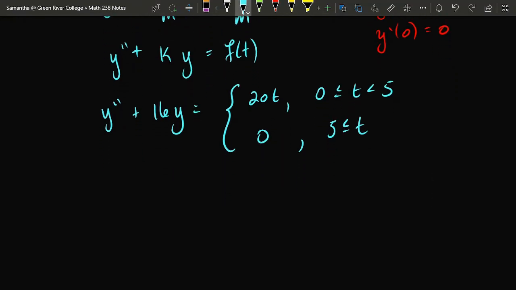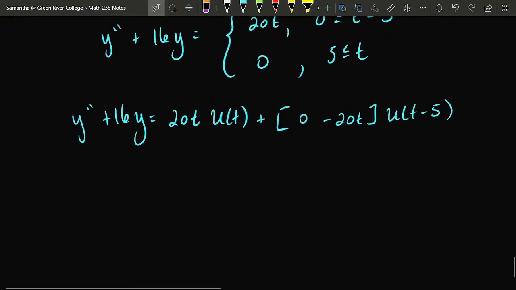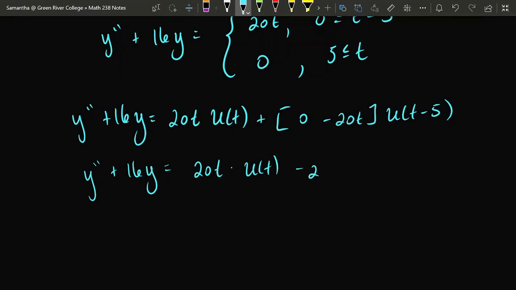So I'm going to start by rewriting the forcing function using unit steps. We start by turning on 20t at time 0, and then at time 5 we turn off 20t and turn 0 on. So we can write this as y double prime plus 16y is equal to 20t times the unit step, minus 20t times a shifted unit step.